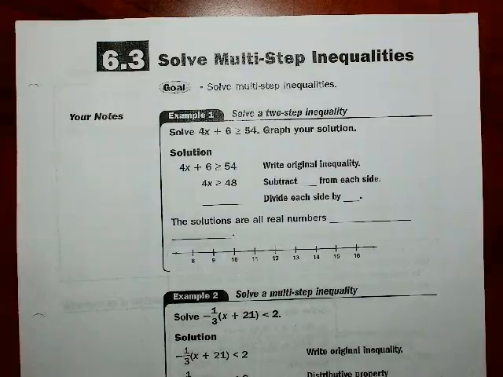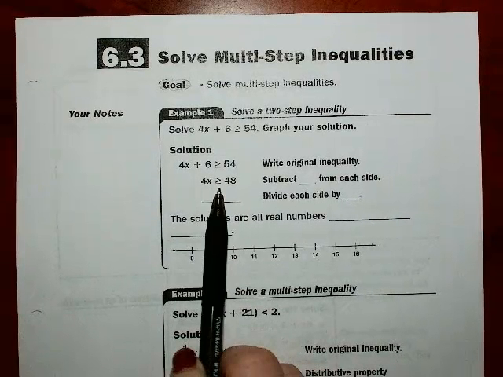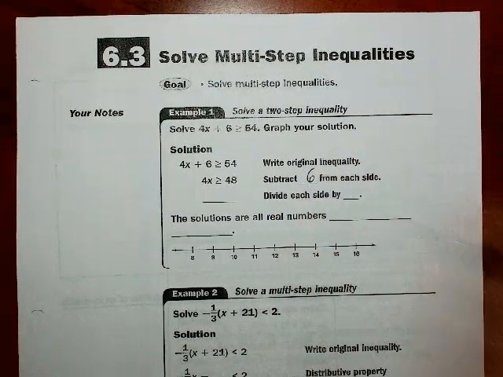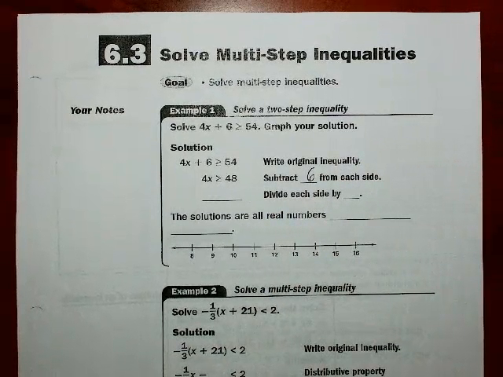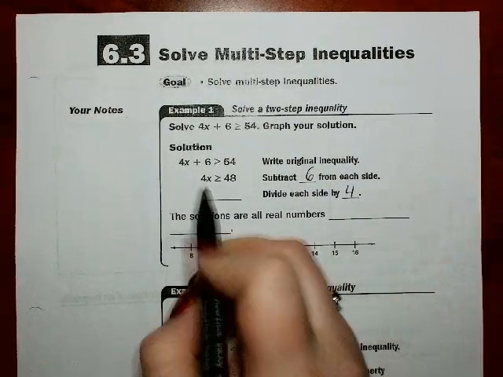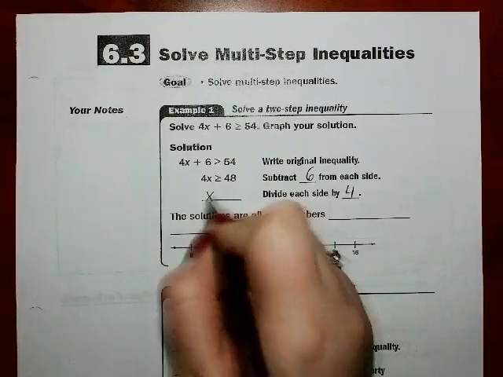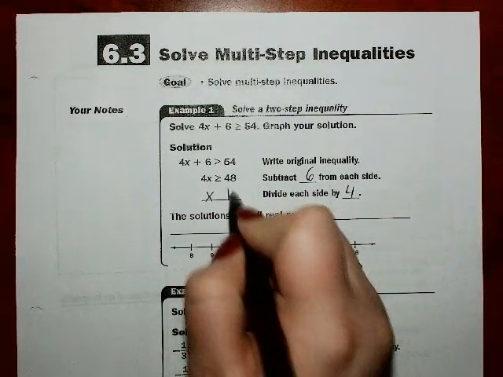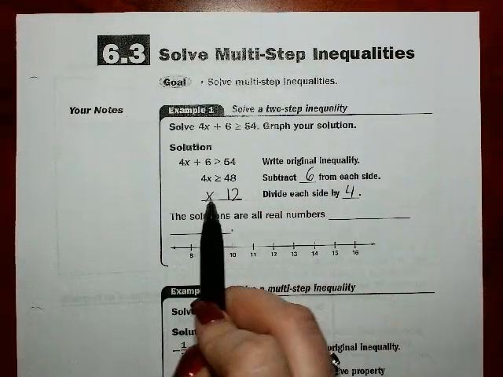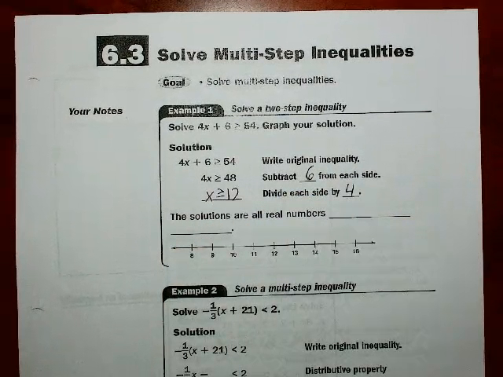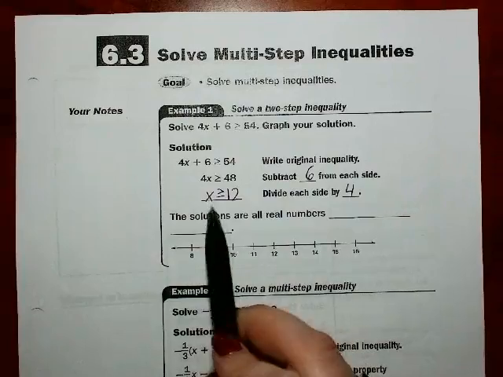We are writing the original inequality. Now, to get 4x is greater than or equal to 48, we have to subtract 6 from each side. Okay, to get the x by itself, we're going to divide by 4. So if we divide this side by 4, we get x. If we divide this side by 4, we get 12. And we divided by a positive number, so our inequality sign stays the same. So x is greater than or equal to 12.